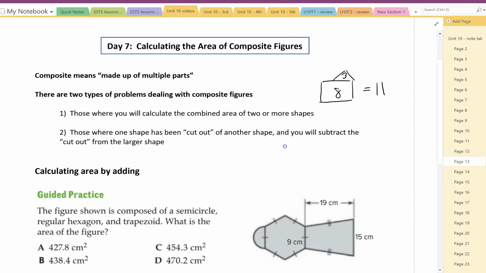The other type is we're going to start with a shape like this rectangle, but then we're going to take something away from it. So let's say the area of this whole rectangle is 10 and the area of this circle is 2. It's like we punched a hole in that rectangle. If we have 10 minus 2, the composite area there would be 8. So we're either going to be adding the area of two shapes together or subtracting the area of one shape from another, depending on what the problem says.